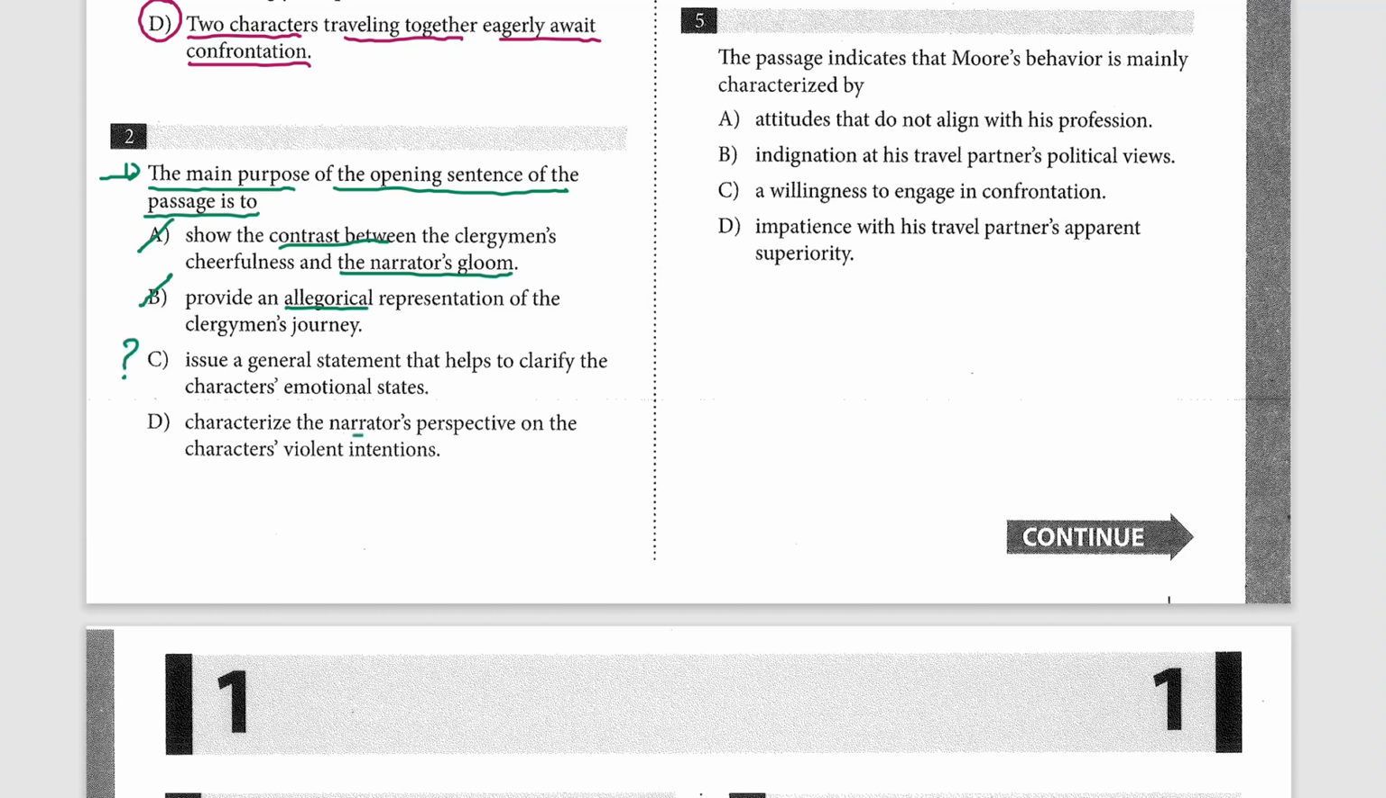Characterize the narrator's perspective, opinion on the character's violent intentions. What do you think? Is it C or D? Is it C or D? Ziad Mohamed went for C. Did anyone go for something else, for any reason, guys? Very good.